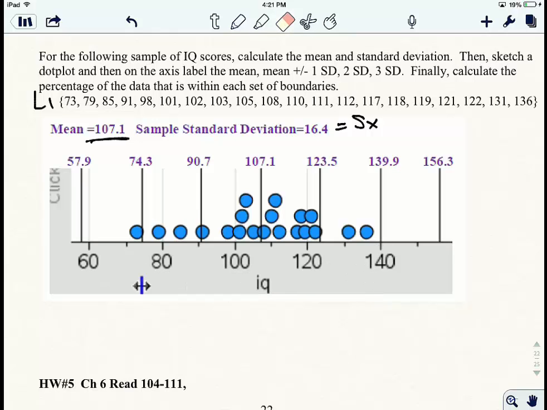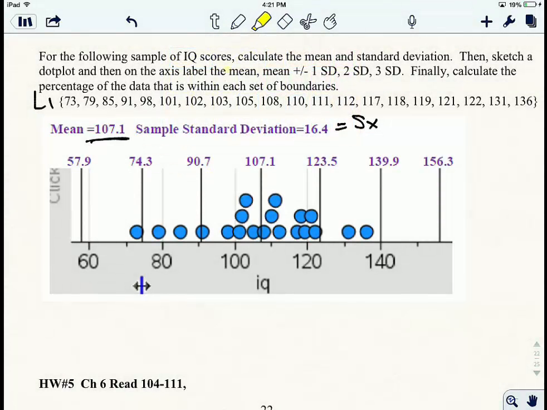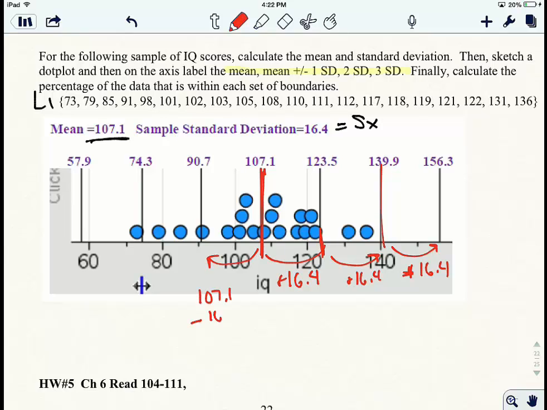I then have plotted all of this data on a dot plot. And then what I meant by this part right here, the mean plus or minus 1, 2, or 3 standard deviations, I took the average and added to it one standard deviation of 16.4. Do that again, and I get 139.9. And again. And then I could also subtract 107.1 minus 16.4, and I'd get 90.7, and again and again. Notice that once we get 3 standard deviations away from the mean, all of the data is in there. It's also asking you to find the percent of the data in each spot, but we'll talk about that later.